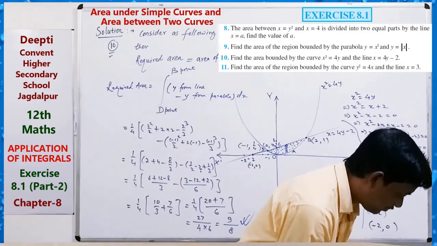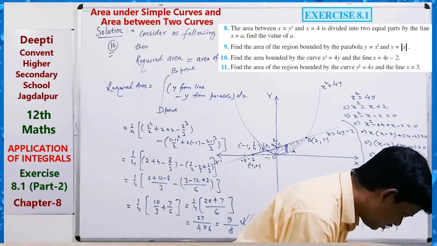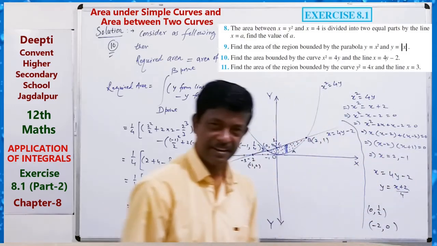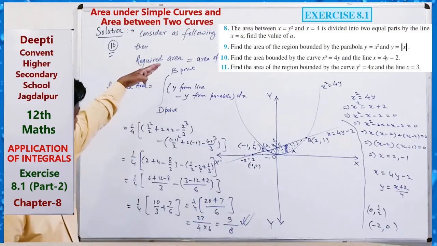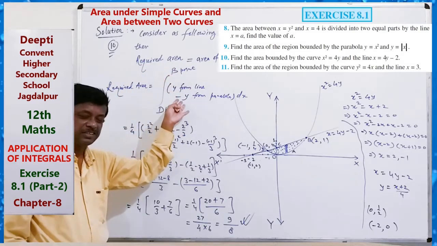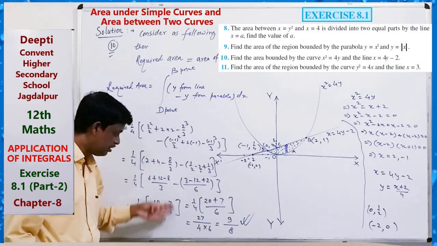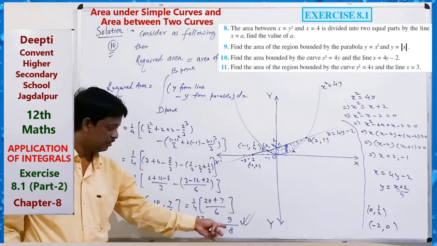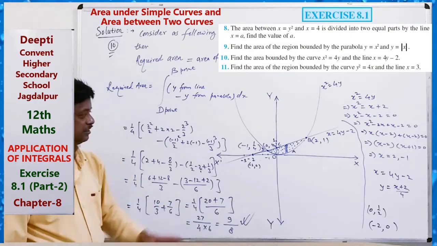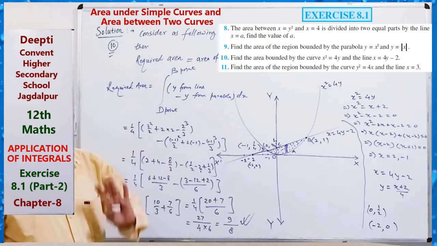Okay, so our answer is 9 by 8. Clear? After putting all the values in the formula, you have to solve the definite integral. That will be the answer, the area between these two curves.